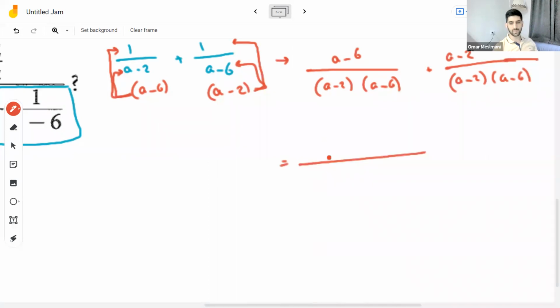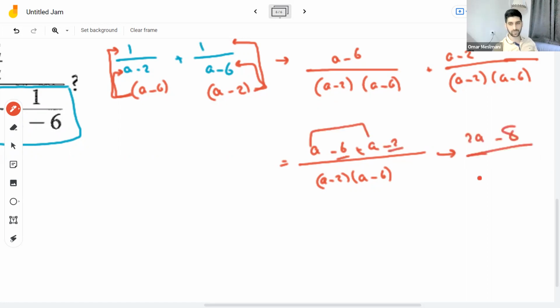So what is going to be here? Denominators are the same, a minus 2, a minus 6. And now the numerator is going to be a minus 6 plus a minus 2. A plus a is going to be 2a. Minus 6 minus 2 is going to be minus 8, all over a minus 2 times a minus 6.